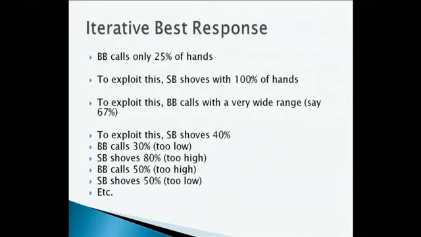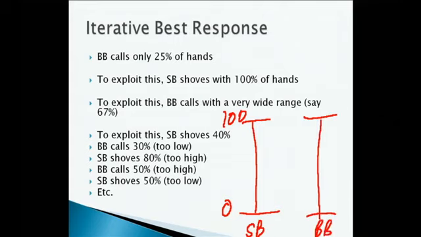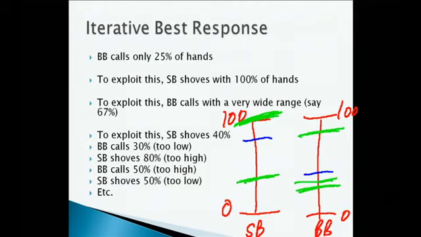So overall, let me draw a diagram of how it's going to work. Zero, 100, small blind. Let me put some markers. It starts out with the big blind calling 25%, which is here. Then the small blind, to exploit this, shoves 100%. Then the big blind goes to call 67%. And then the small blind will respond by shoving 40%. These numbers are approximate. Then the small blind will shove too little, and the big blind will call too little, and then it goes here, and then here, and then here, and then here.